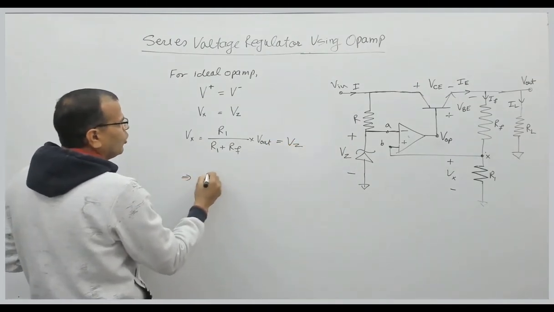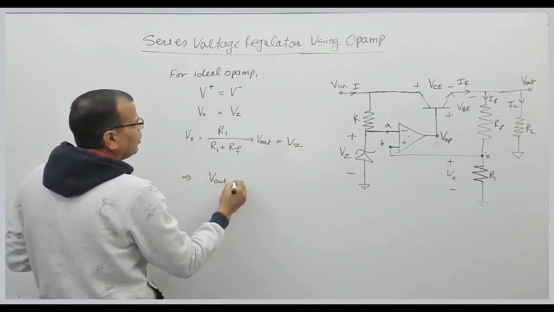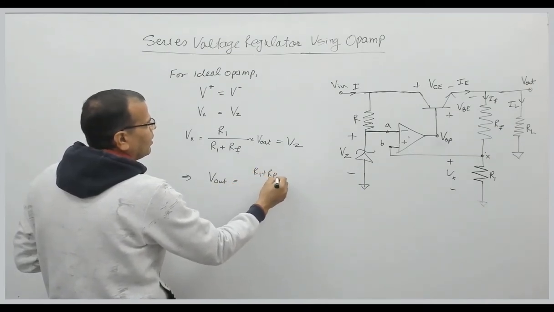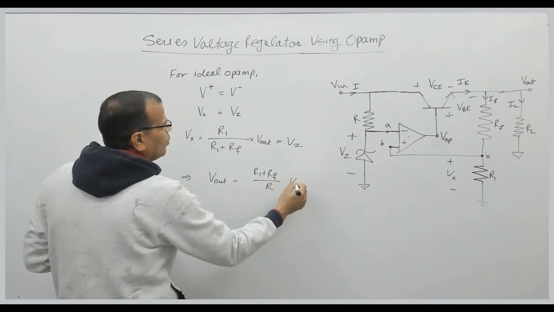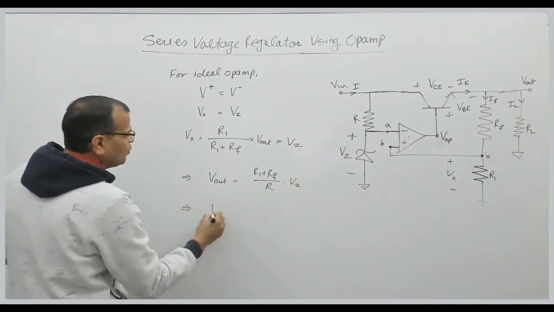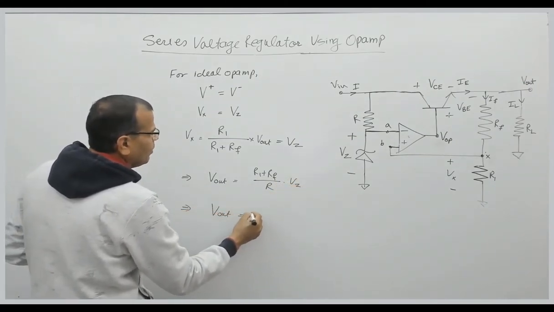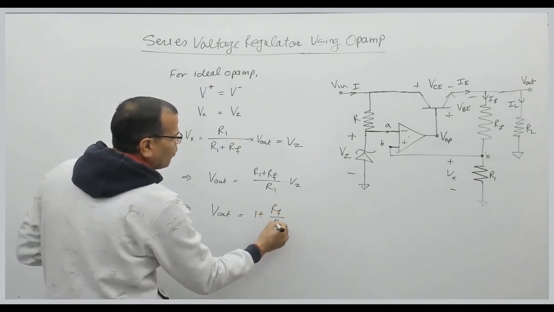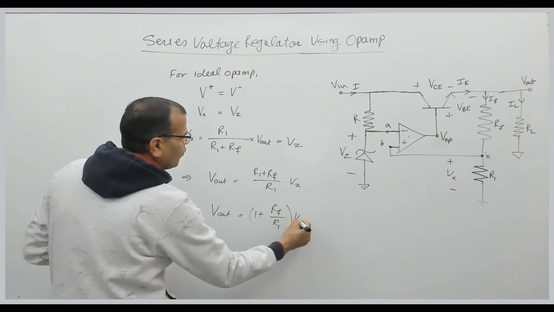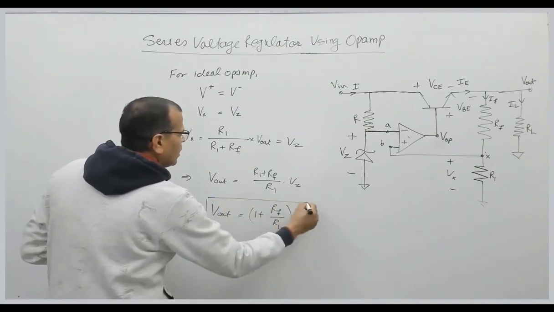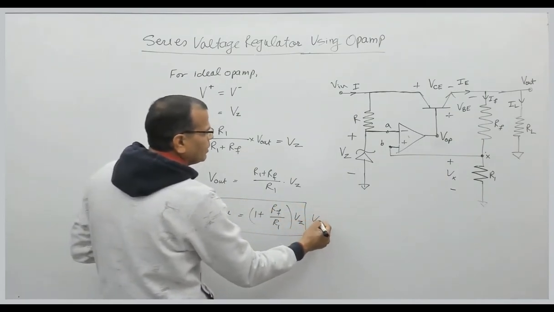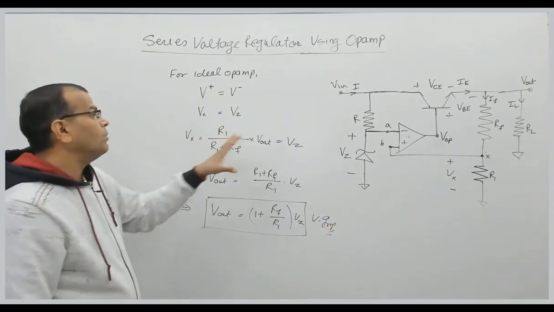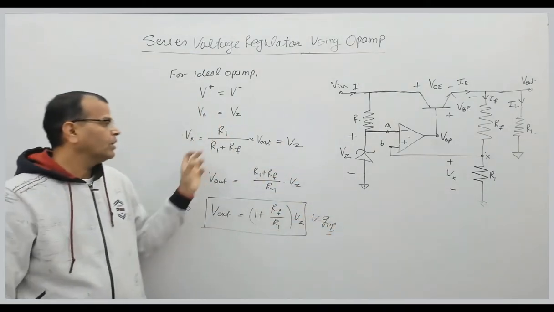So this gives the output voltage Vout equal to R1 plus Rf divided by R1 into Vz. So the output voltage of this circuit, Vout, will be equal to 1 plus Rf by R1 multiplied by Vz. This is the output voltage of this circuit, which is very important from the examination point of view. There can be a question, there can be a numerical based on this.